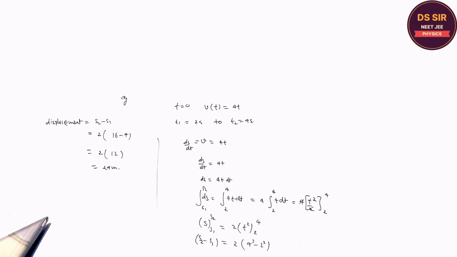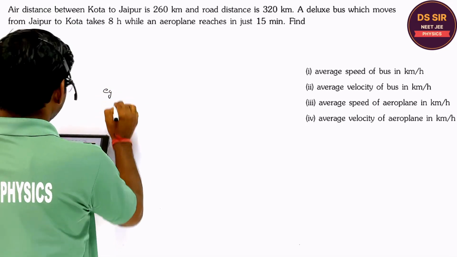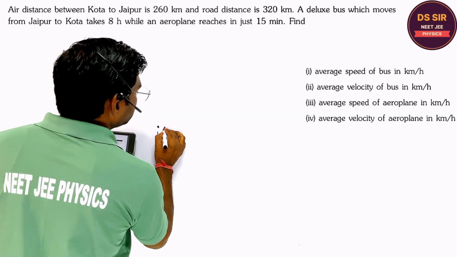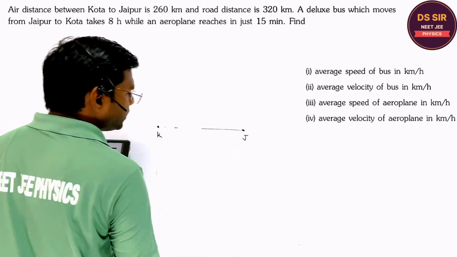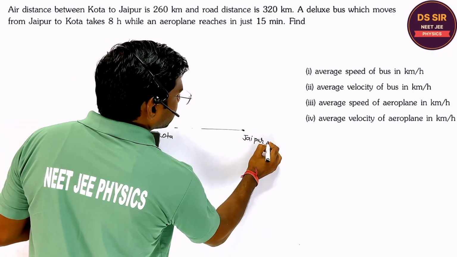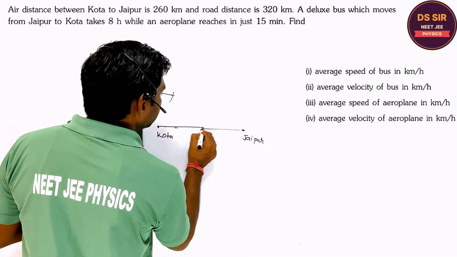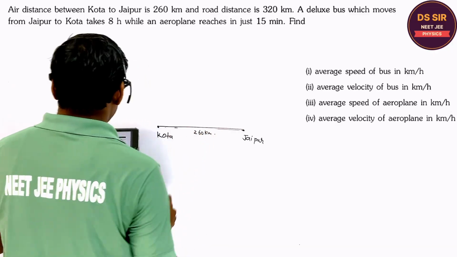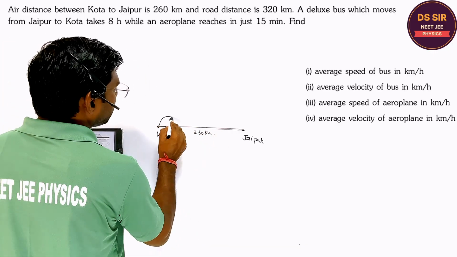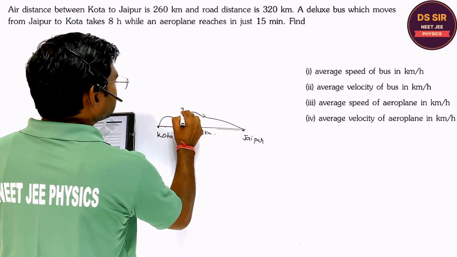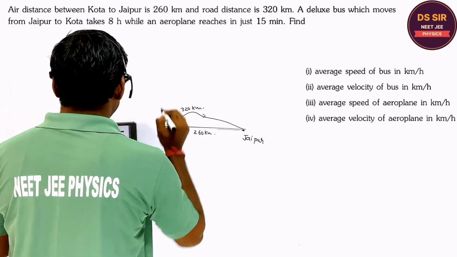Copy this. So read this question. In this question, the air distance between Kota and Jaipur. This is Kota and this is, suppose, Jaipur. And this air to air distance is 260 kilometer. Fine. And the road distance, definitely the road distance will be a little longer, and this distance is 320 kilometer. Is it clear or not?